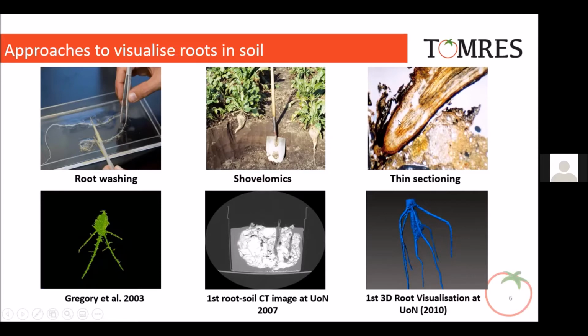At higher resolution, there are techniques like thin sectioning that give you more insight into what's going on around the roots and the soil, but it's very laborious. You have to encase your samples in resin and then do the thin sectioning. It can take weeks, if not months, to get some of the data.